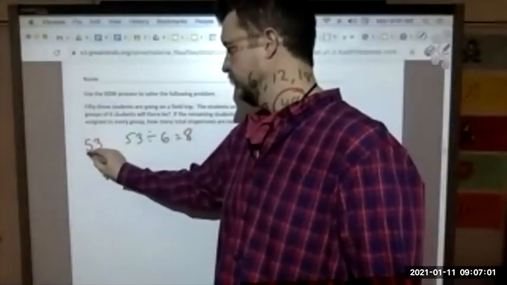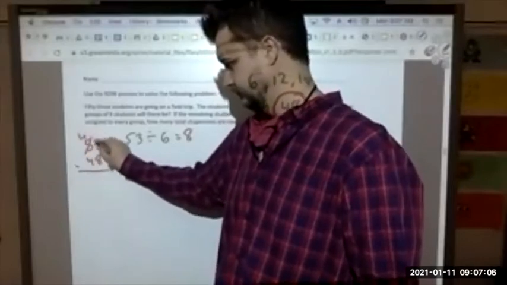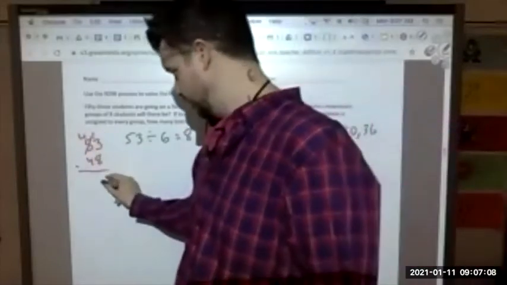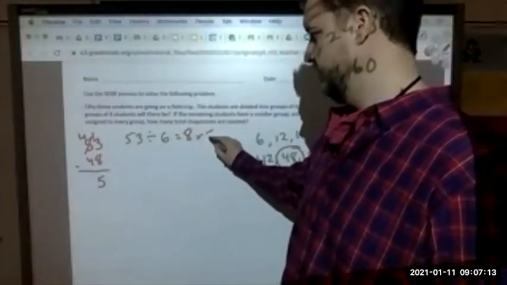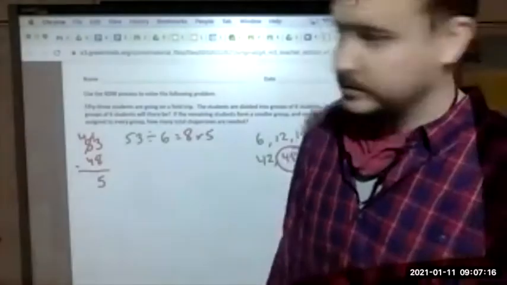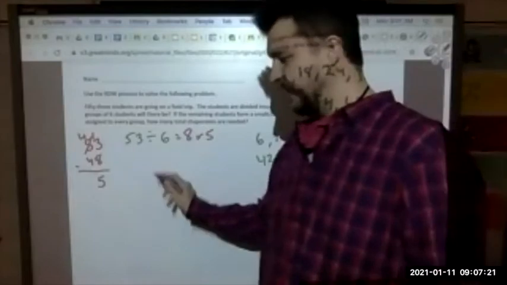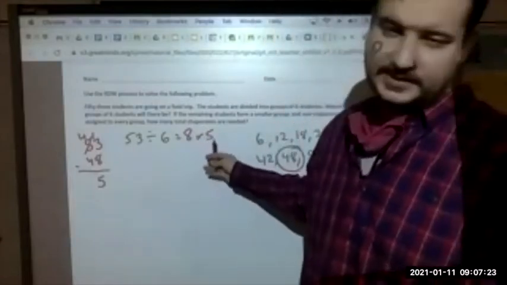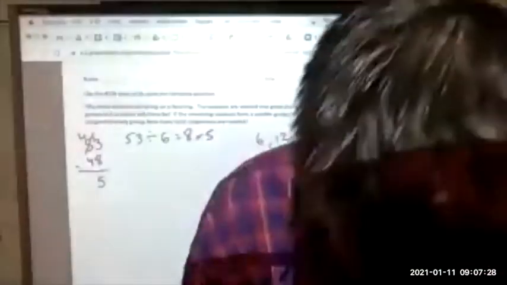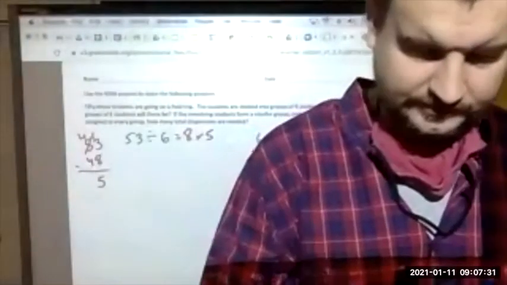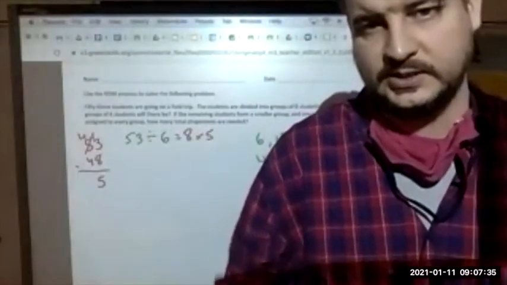53 minus 48. 13 minus 8 would be 5. Remainder of 5. So the total number of chaperones is 8 right now. So we have 8 chaperones, but there's 5 kids left over. You can't just let those kids run around and do whatever they want. You're going to have to get those kids another chaperone.